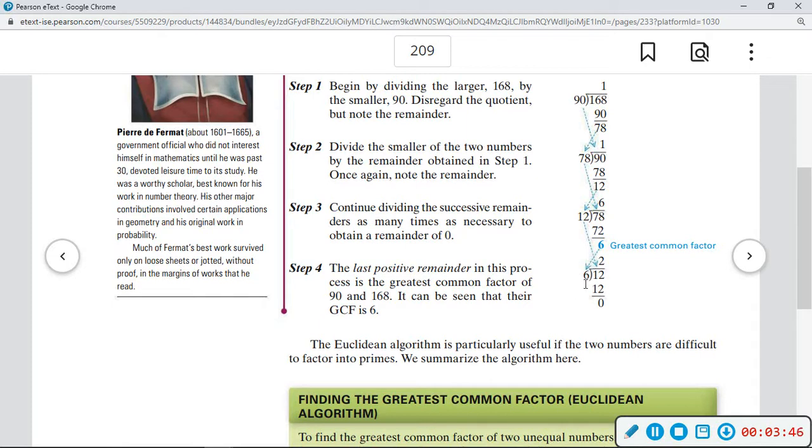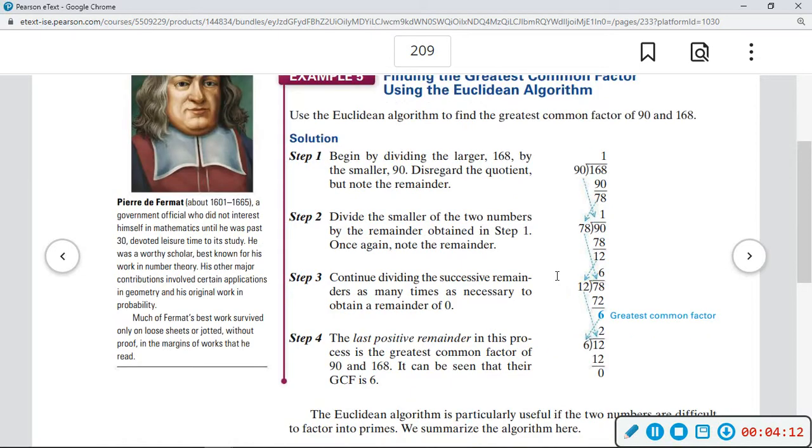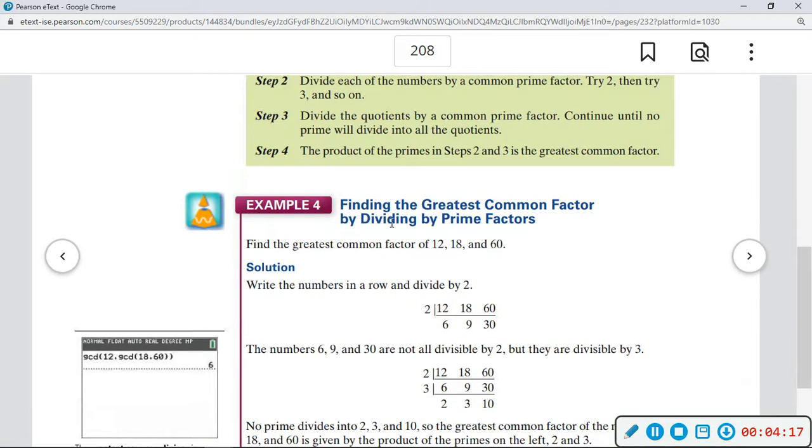That last divisor, the last number that you divided by, or what they say the last positive remainder is your greatest common factor, so that would be 6. Some books, I think I've seen it called the last divisor, the number that you divided by. So your greatest common factor is 6. This only works with 2 terms. Okay, so that might be a little bit more work. As you can see, I would definitely recommend using this method more than that other. Okay.